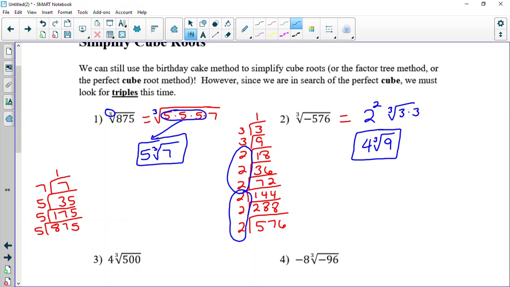Oh, but what did I forget? Remember we said if this number is negative, then this number that we pull out has to be negative. Right? That's a must. If this number here is negative, then the number we pull out has to be negative as well.